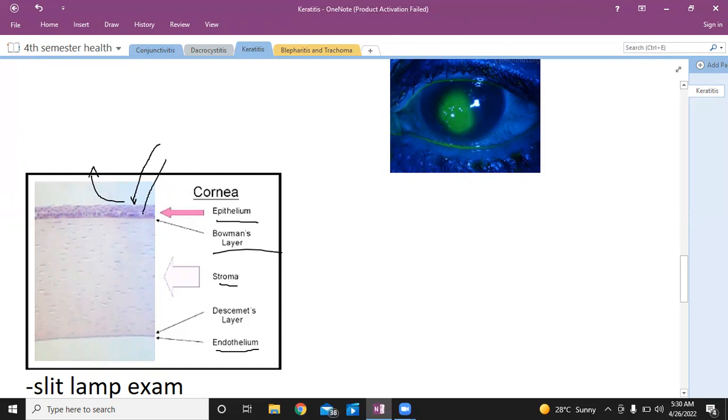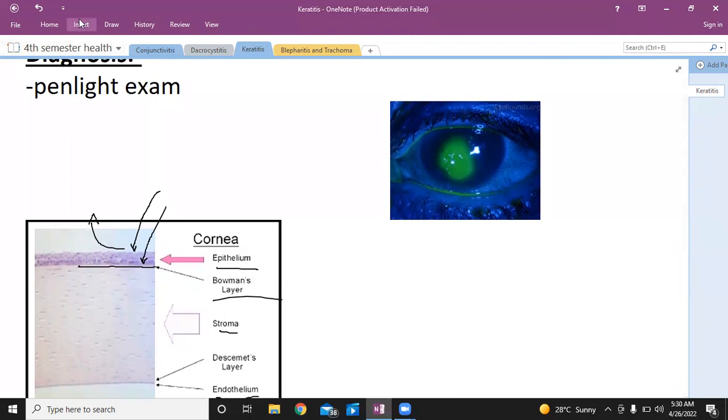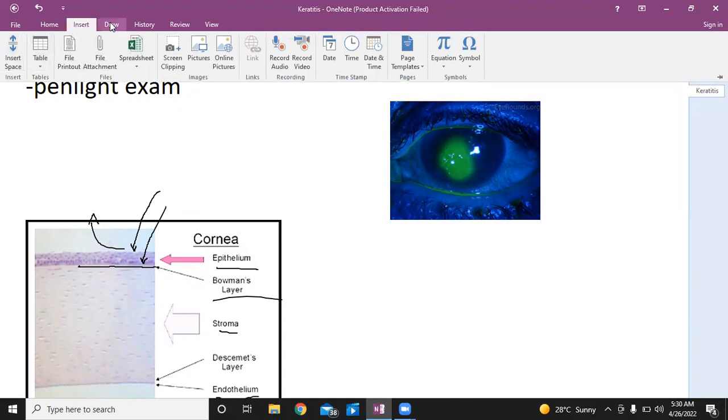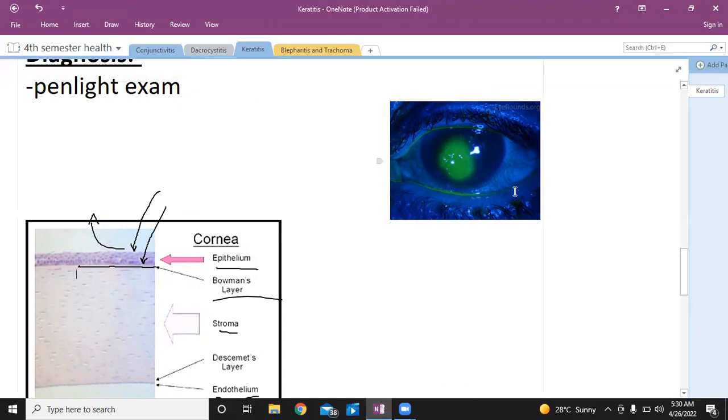Whenever I put the stain here, the green stain will stick to this Bowman's layer, and when it sticks down here, it will produce this kind of effect in examination under the light. So this is confirmation of corneal abrasion of the cornea. It is actually a confirmation of the presence of infection.